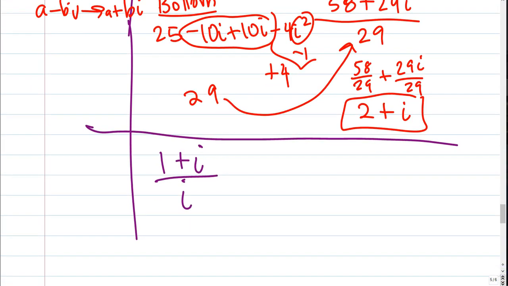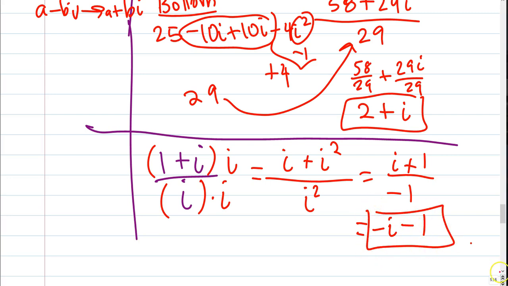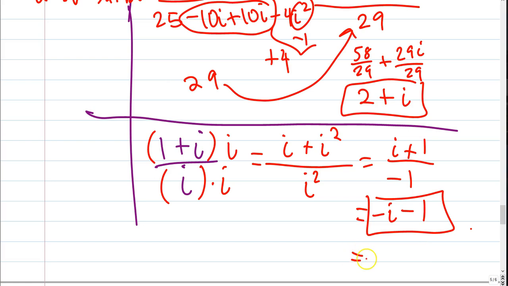What if it's a single i in the denominator? Just like we did before, I don't need to do a conjugate this time. We would just multiply the bottom by i. On the top, when this distributes, it gives us i plus i squared, all over i squared. That gives us i plus 1 over negative 1. Bring the negative up and distribute it. So how about negative i minus 1? I'm fine with that answer. Technically, we normally put the imaginary part at the end, so negative 1 minus i would be generally the way we would see it. I'll accept either of these, but that's it.